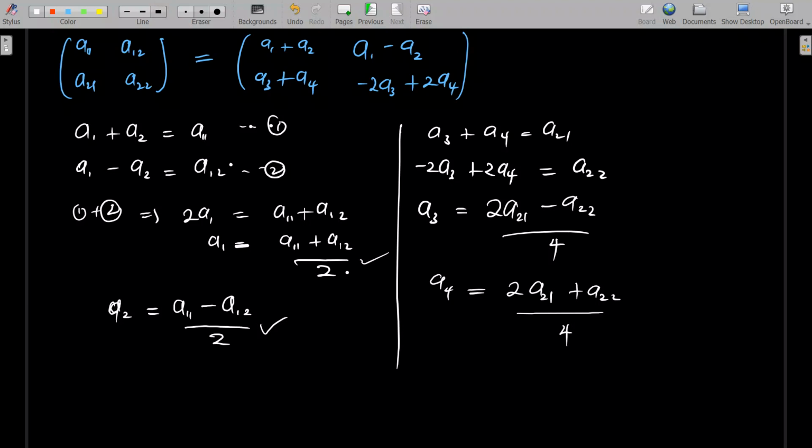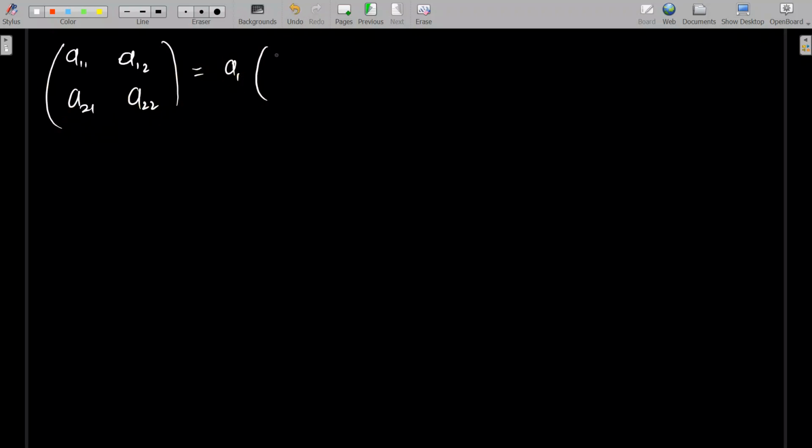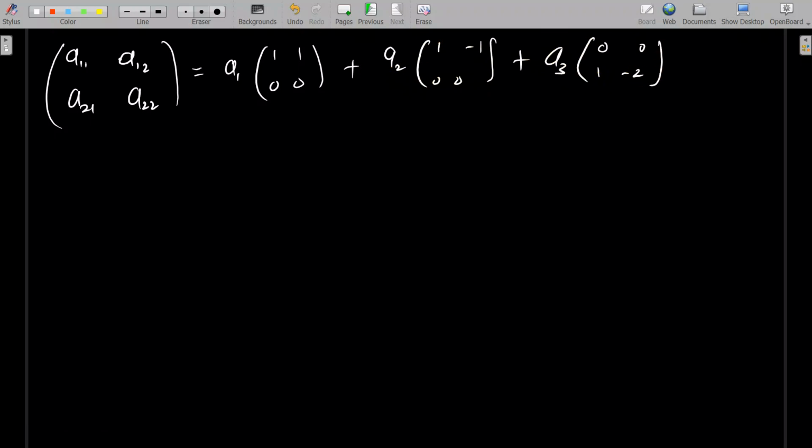So what does this whole thing mean? It means that any matrix at all in the 2 by 2 square matrix vector space can be written as A21, A22, and that can be equal to some A1 into the first vector in S0, plus some A2 into 1, negative 1, 0, 0, plus some A3 into 0, 0, 1, negative 2, and A4 into 0, 0, 1, 2.